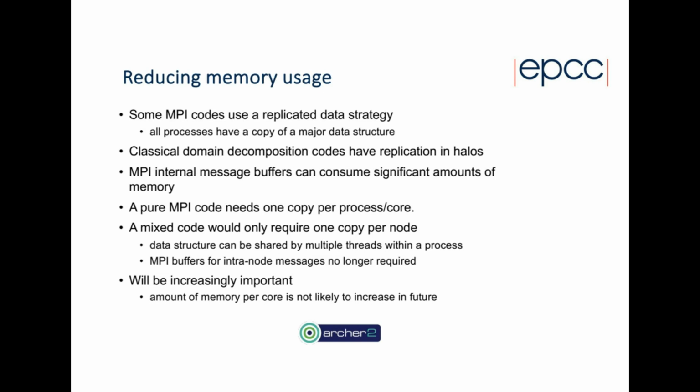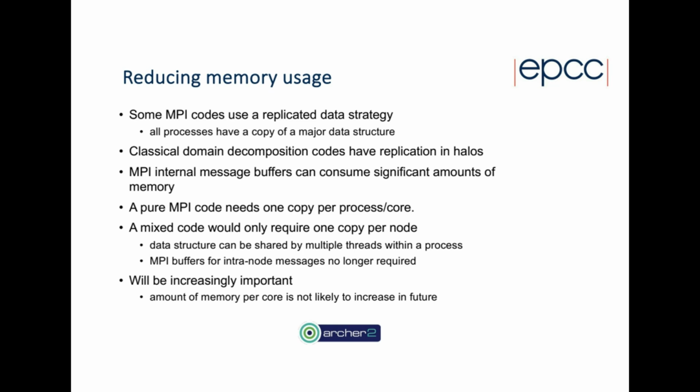So let's look at memory usage first. Some MPI codes use a replicated data strategy where all your MPI processes have a copy of some major data structure. Even if we just do classical domain decomposition codes, there's a certain amount of replication going on if we have halo cells or ghost cells to easily manage domain decomposition and halo swapping. And the MPI library can internally consume significant amounts of memory because it has to allocate some memory for message buffers.